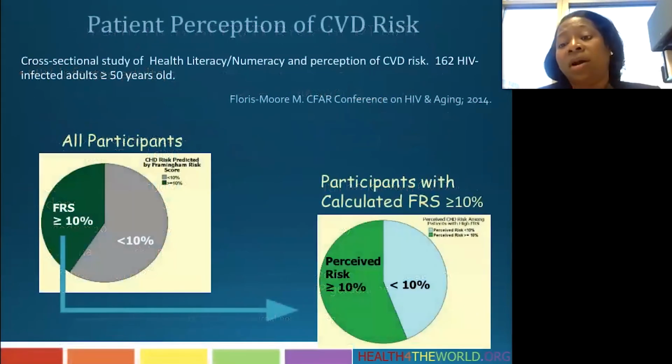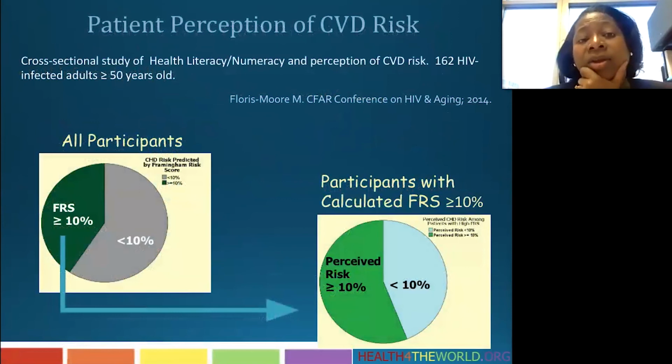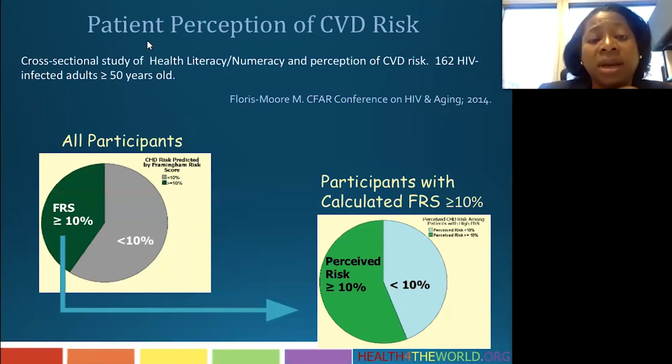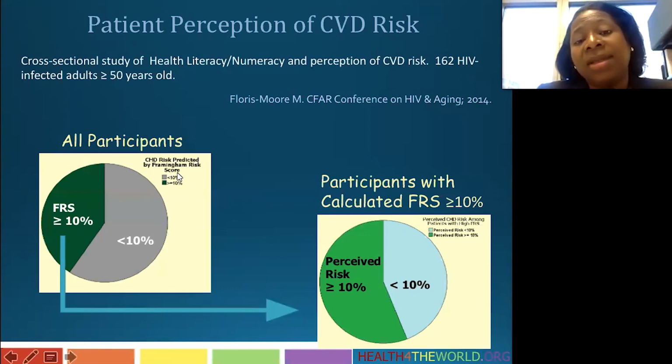And when we think about what our patients know, what our patients think about their cardiovascular risk, we did a study here that I led at UNC, where we looked at people's health literacy and numeracy and how they perceived their cardiovascular disease risk. We had 162 HIV-positive patients who were 50 years or older. And when we looked at all participants, at that time we were using the Framingham risk score. This was in 2014. We had not adopted PCE yet.